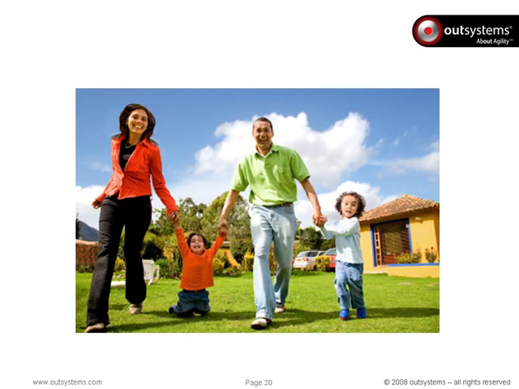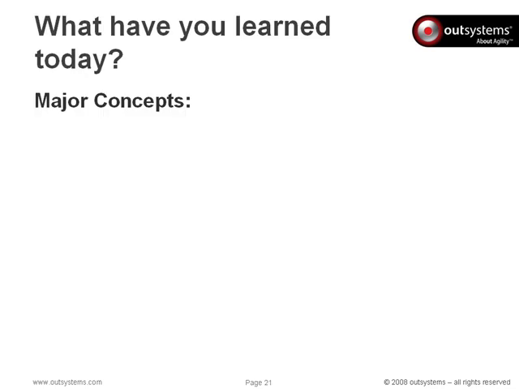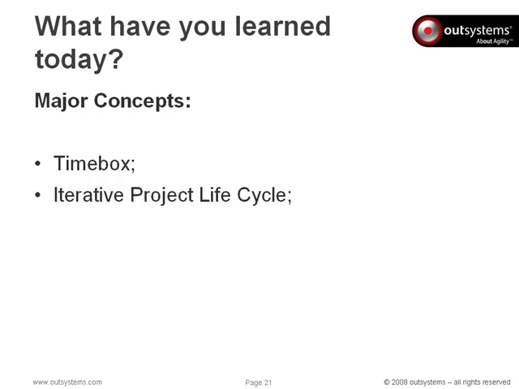So there you have it, the Agile approach explained. Let's recap what we've learned today. In an Agile project, it's important to stick to the time box principle to avoid budget overruns and timeline delays. The project development follows an iterative cycle that enables iterative sprint releases with demos and user feedback collection.